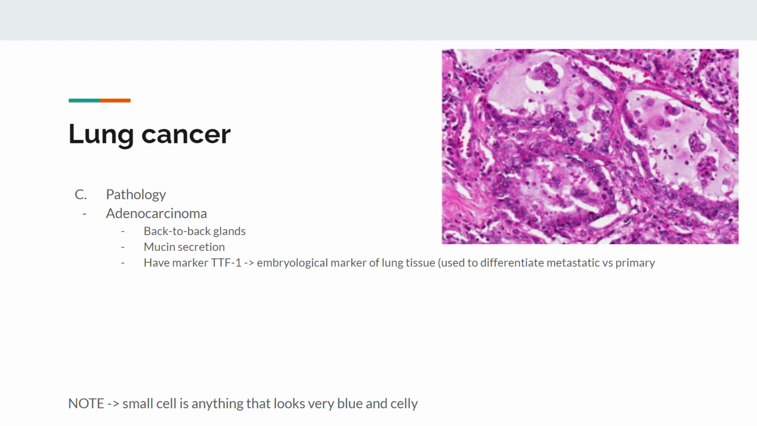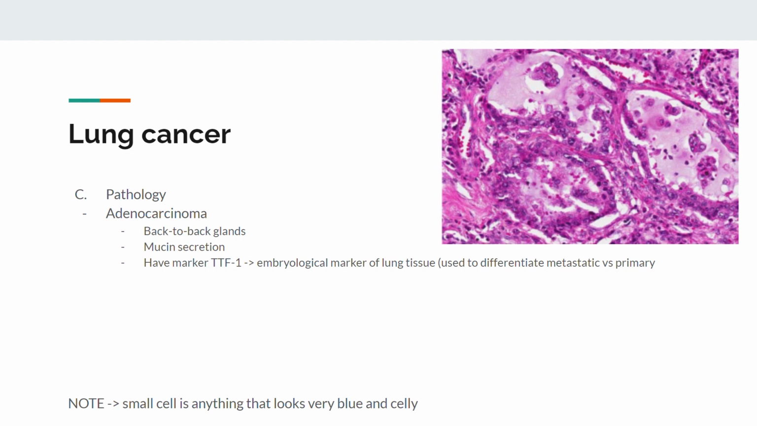If you see something that has back-to-back glands and has mucin secretion in the middle of it, it's going to most likely be adenocarcinoma. If you see something and you don't see any keratin, and you can't really see what else it is, it's adenocarcinoma until proven otherwise. Adenocarcinoma comes up a lot on the pathology exam, and honestly, if you guess, you have a much better chance of guessing right if you just guess adenocarcinoma.